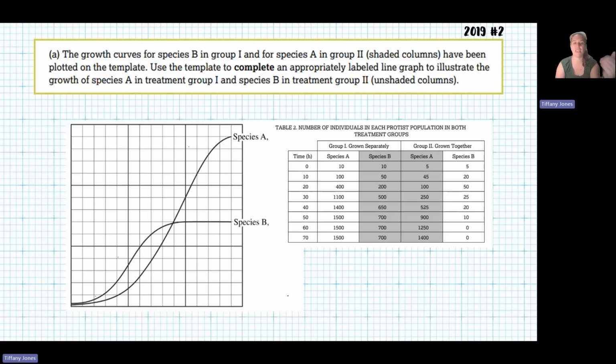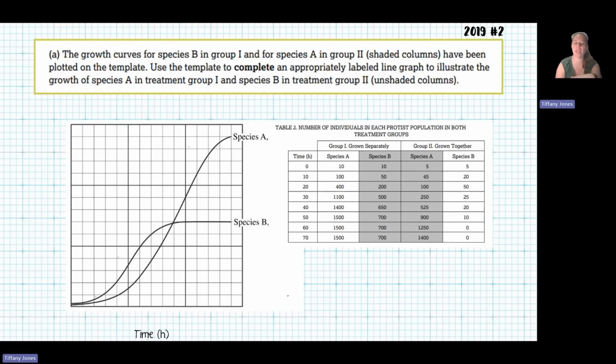Here they gave us this, which threw some students for a loop, in that some of the parts were already labeled. So you've got to figure out what your axes are already labeled as. As you see, species B is laid out, and they said that it was, what are we shading? It's the unshaded columns. So we wanted to look at where it was leveling out for species B. That means this must be the species B grown separately. And so this right here would be 700. And then you would graph it from there.